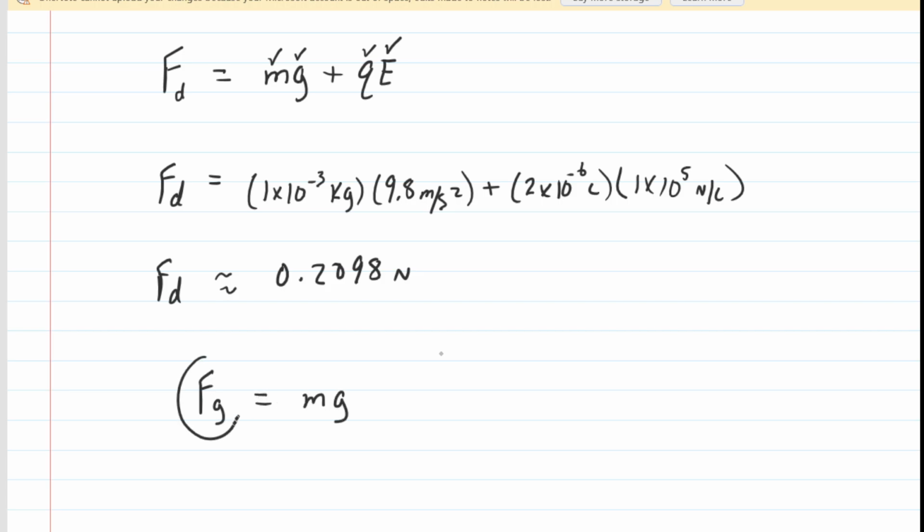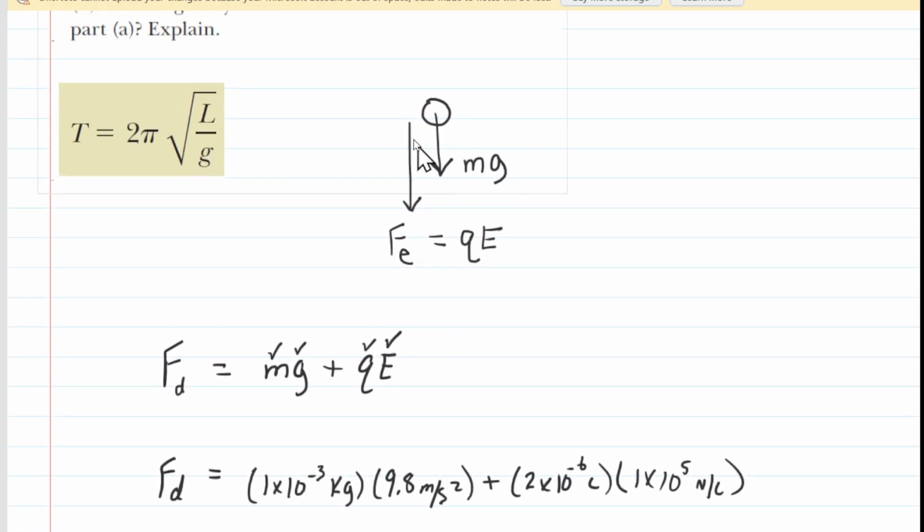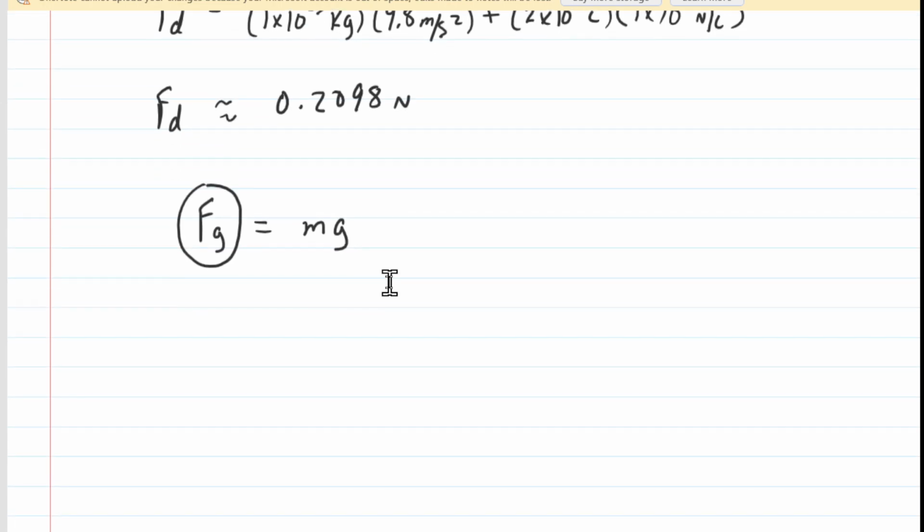Now, the force of gravity in this case is supplied by that total downward force. That's kind of the key to part A of this question, is to envision those two downward acting forces as the total force of gravity. It's actually made up of the gravitational force and the electric force, but we're going to treat that as an overall downward pull of gravity.